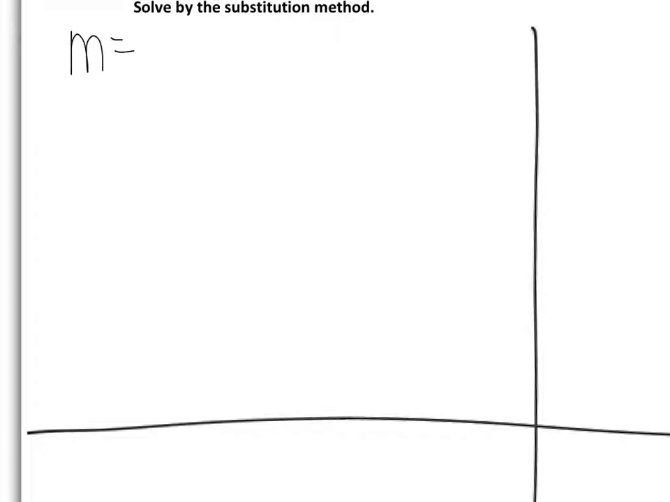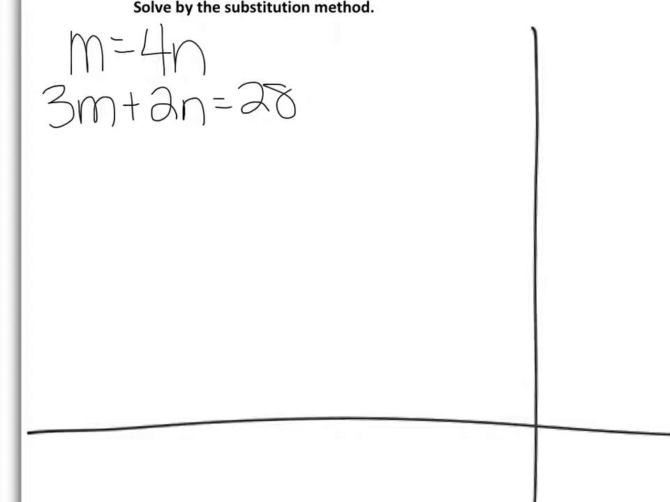The 2 equations are going to be m equals 4n. There's my one equation. And then let's say the other one is 3m plus 2n equals 28. If I want to solve this system of equations by substitution, what is the first thing that we had to do? Okay, I have to solve one equation for one of the variables. Well, look, it's already done for me. In that top equation, I already have m isolated. Step 1 is already done.